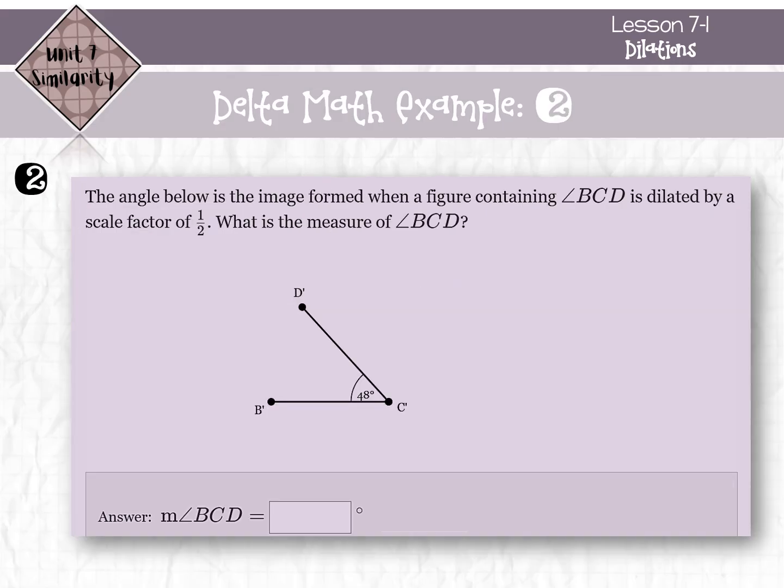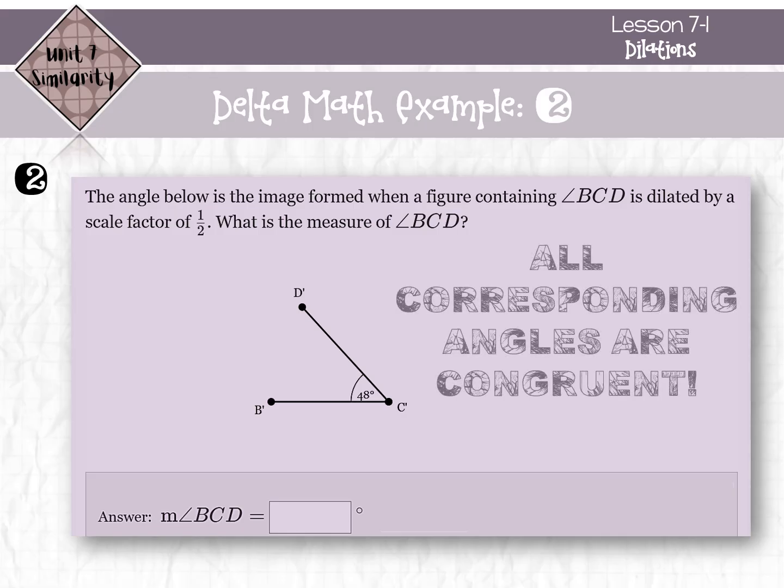Number 2, the angle below is the image formed when a figure containing angle BCD is dilated by a scale factor of 1/2. What's the measure of angle BCD? Well, all corresponding angles are going to stay congruent. So 48 degrees, you're done.